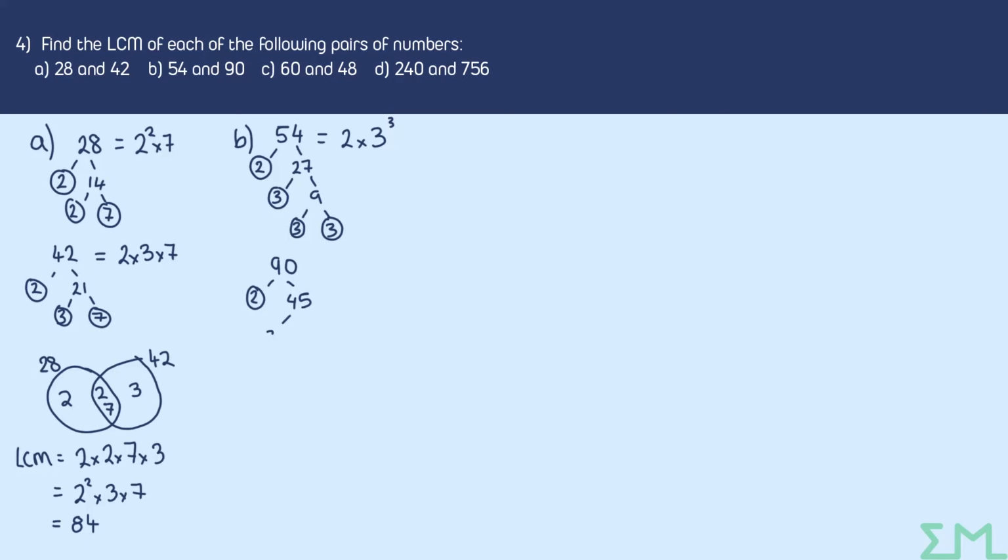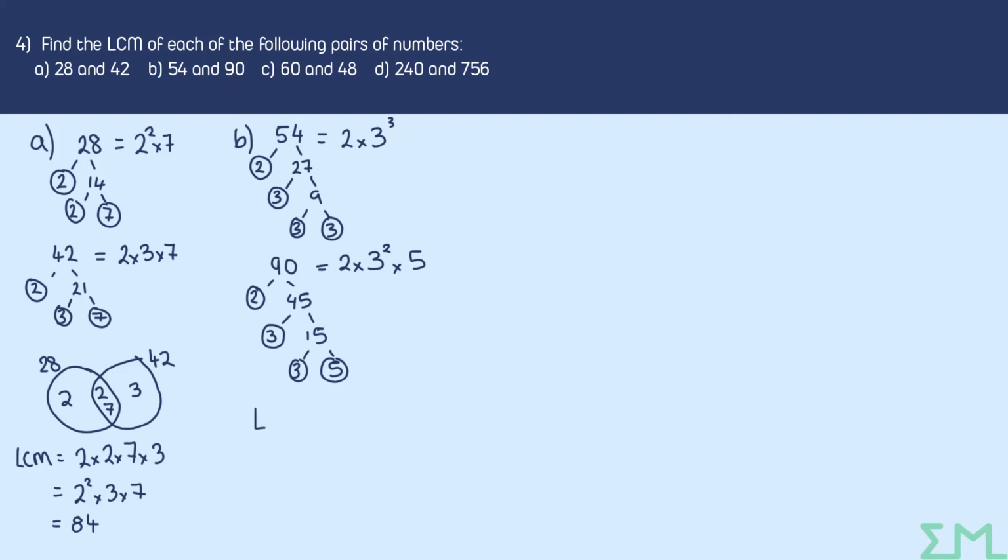So we need to put a 3 here, and then we put our 15 on this side. We can get another 3 and a 5. So 90 will be 2 times 3 squared times 5.